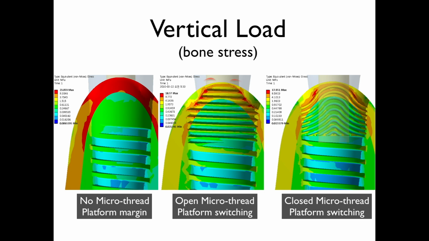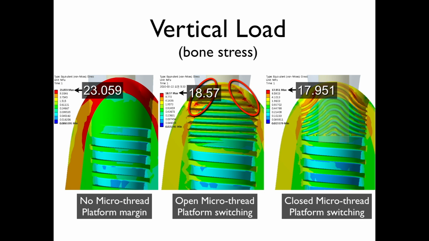An interesting observation was that the open microthread with platform switching model had a peak stress concentrated at the open-ended portion of the microthread. Peak stress was the highest in the no microthread with platform margin model. Open microthread with platform switching had an intermediate level of bone stress, while the closed microthread with platform switching model had the lowest bone stress. The no microthread with platform margin model had stress throughout the crestal bone, particularly at the proximal area where it has the delicate and small amount of bone.